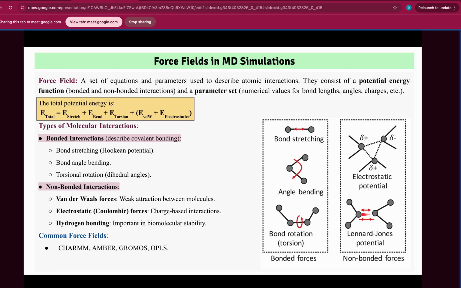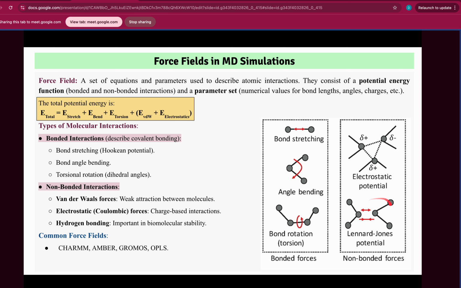So in this scenario, if two of my atoms come closer to each other, meaning the distance or separation between them is very small, then there will be some repulsive force which will tend to push them apart. But if my molecules are far apart, then there will be some attractive forces which will act on them, which will tend to bring these two atoms together. So that is the Lennard-Jones potential, which talks about both the repulsive and attractive forces.